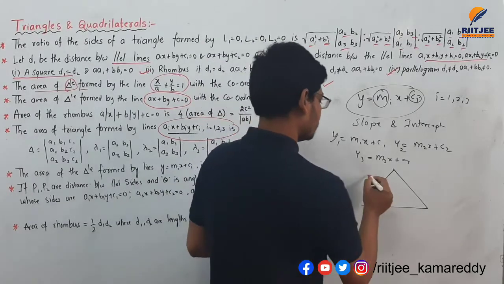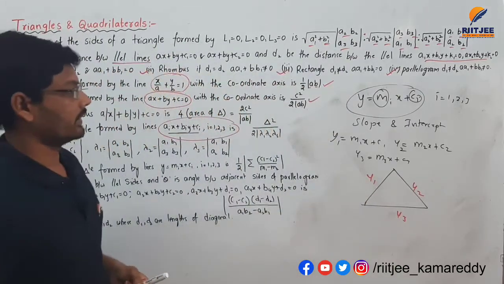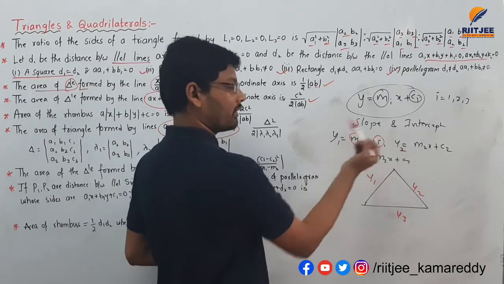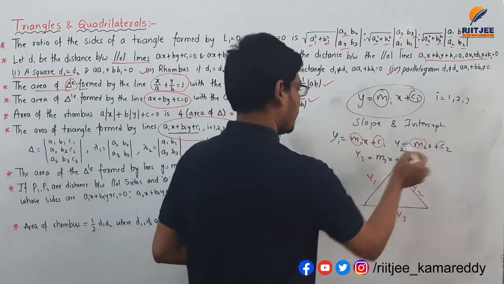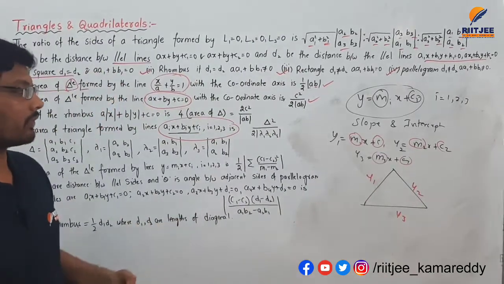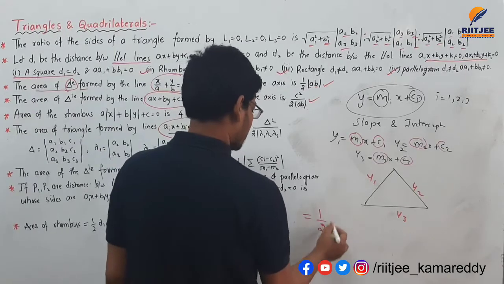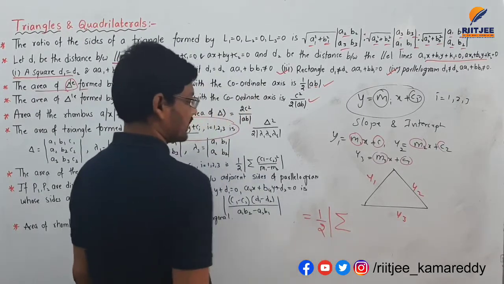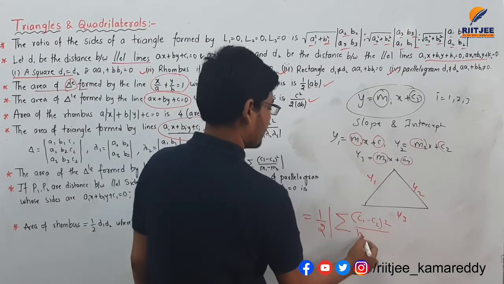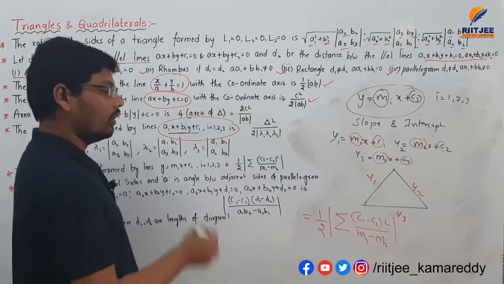This is y1, this is y2 and this is y3 given. So this is a straight line equation in the form of slope and intercept, one slope and one intercept in every equation. When three straight line equations are given in slope and intercept form, then the area of the triangle is 1 by 2 of modulus of sigma of (c1 minus c2) whole square by (m1 minus m2). This is the modulus value.